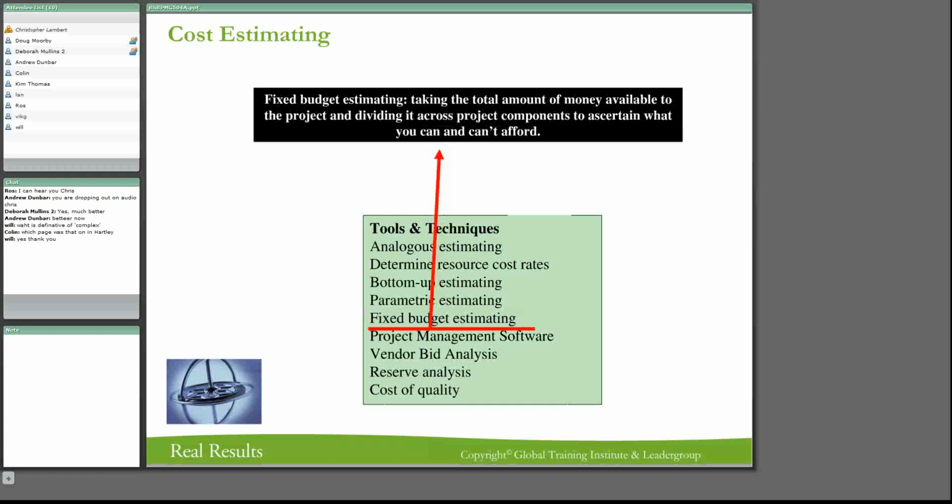Douglas has asked here, does bottom up include materials? Yes, absolutely, it does. Bottom up will include both your labor cost and your material cost.